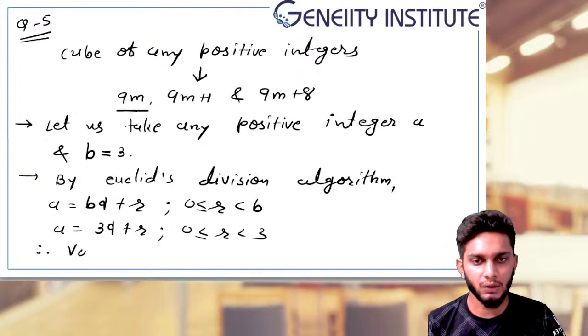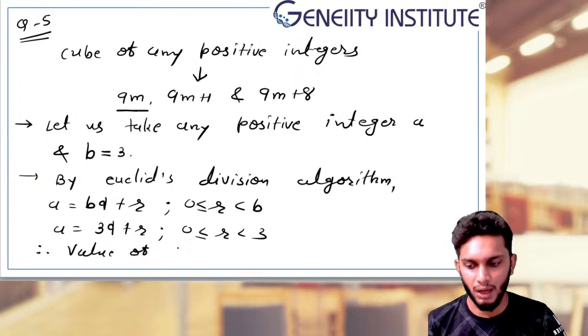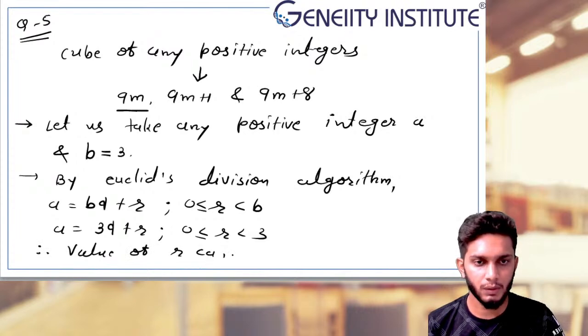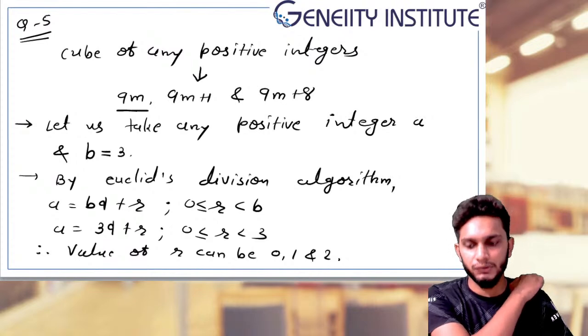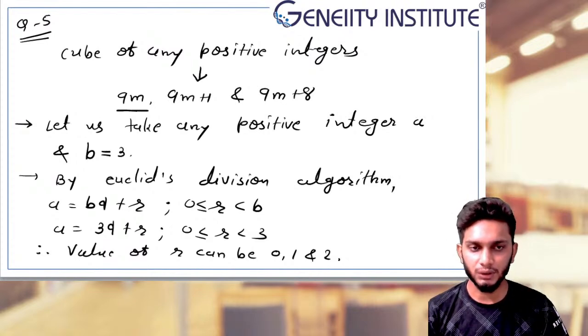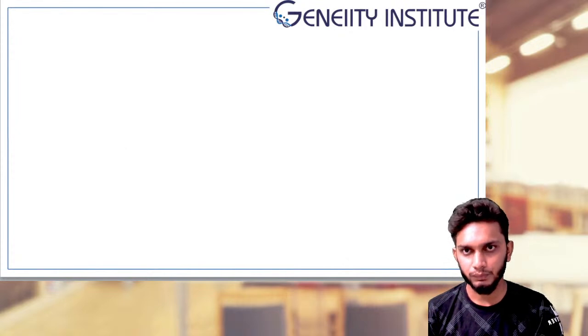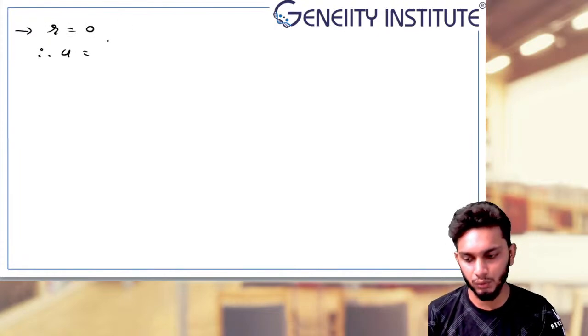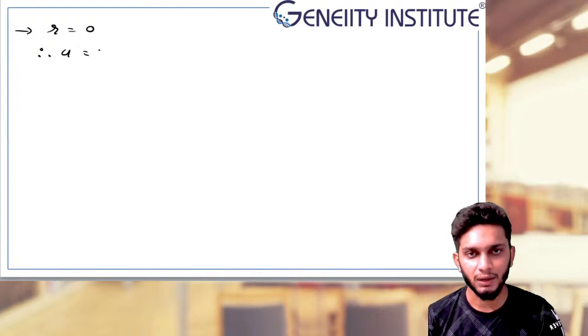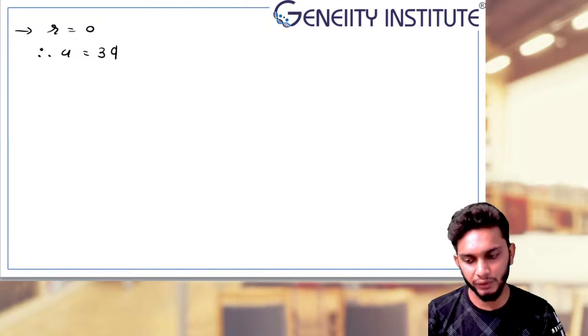Therefore, the value of r can be 0, 1 and 2. One by one, take the value of r. First of all, take r equals 0. Therefore, you get the number a equals 3q plus r, meaning 3q plus 0. We don't write the plus 0, so it is the same as 3q.